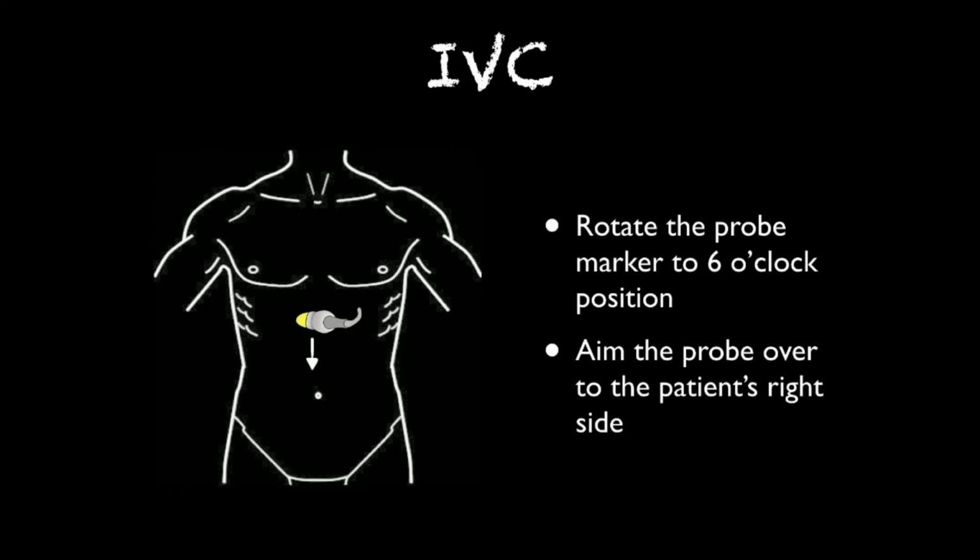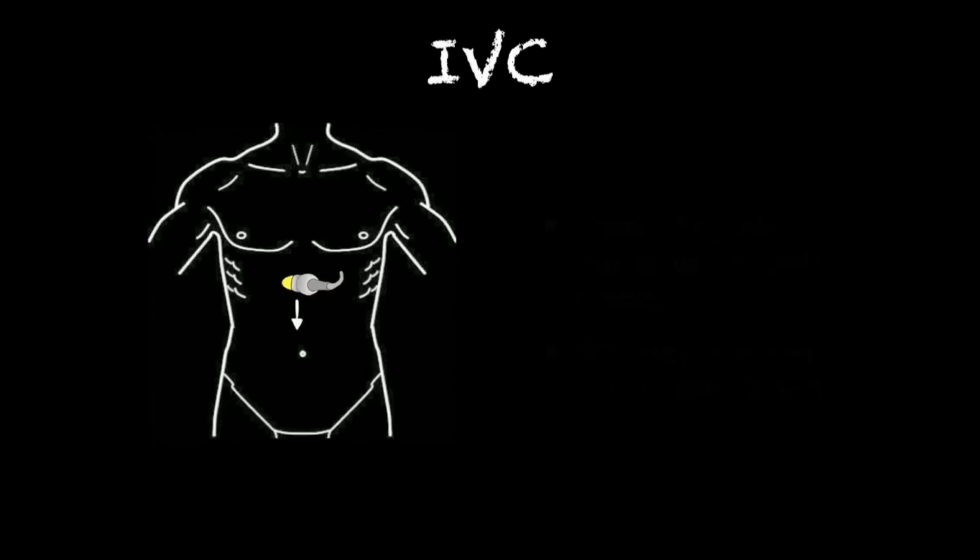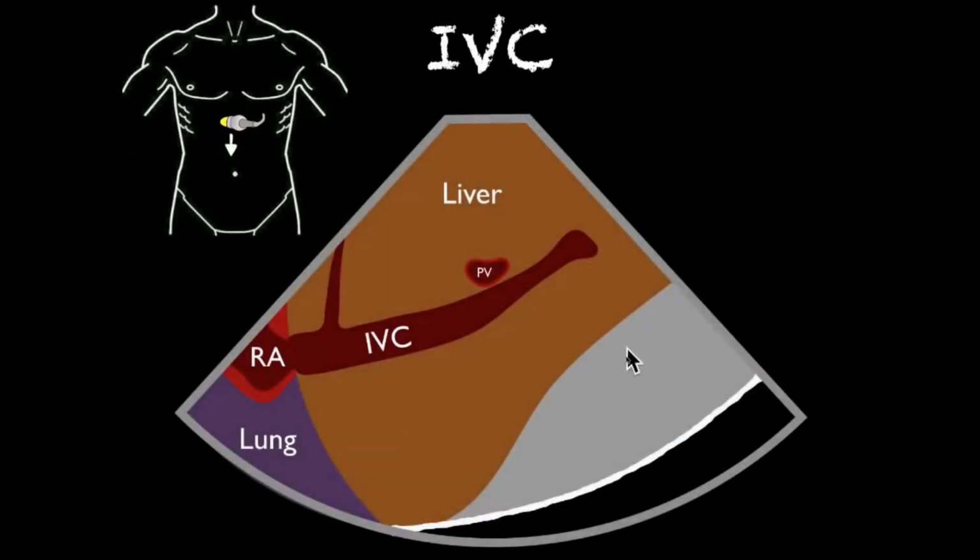Now with the IVC, we're going to keep our probe in essentially the same place. I'd let off on your pressure, stand it up, and now you're going to rotate the probe marker towards the feet. And staying right in the middle, you're going to fan over and look at the patient's right side, and as you fan across, you're going to be looking at the liver, and you're going to come across till you see the IVC.